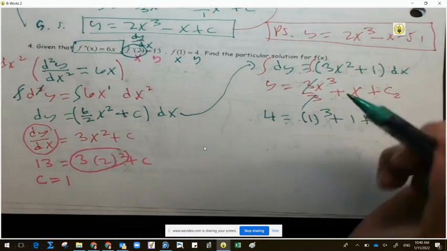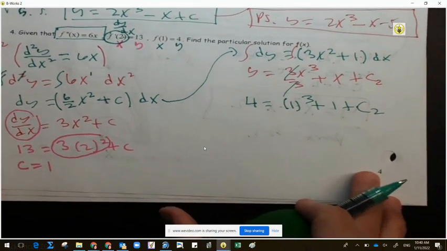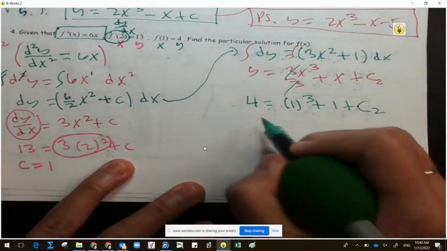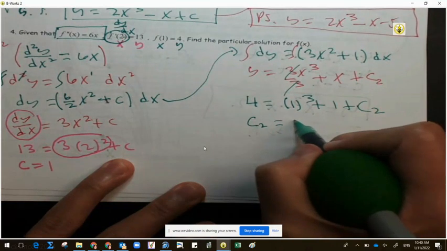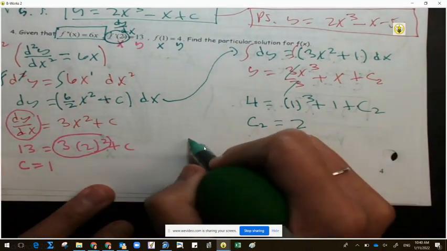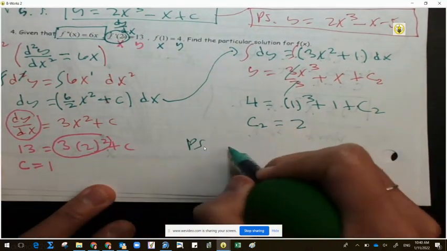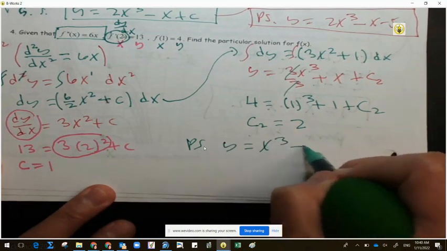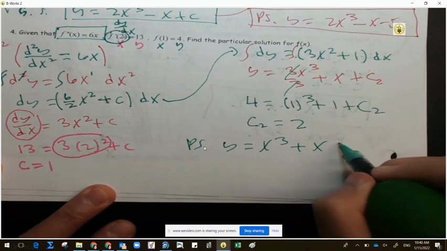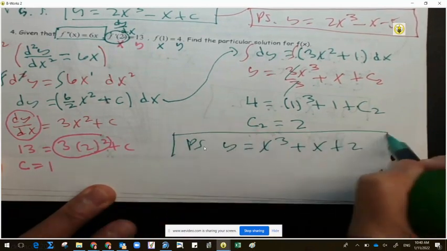Notice 3 over 3 was simplified, in case you're wondering what I did. So what would our second c be equivalent to then? 2. So our particular solution as our final answer is going to be y is equal to x cubed plus x, and our c value is plus 2.